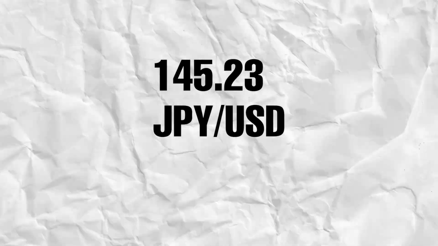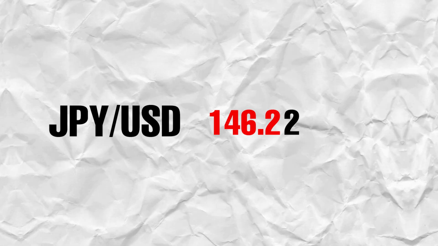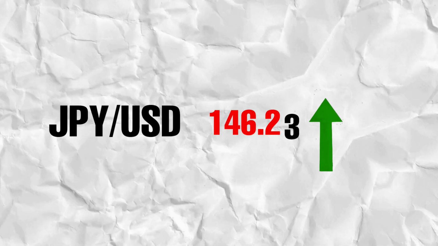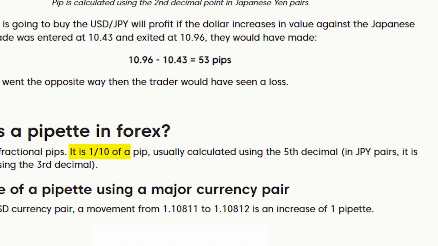But with Japanese yen pairs, it's different. They only go to 2 decimal places. So, if JPY moves from 146.22 to 146.23, that's a 1 pip gain. A pipette is 1/10 of a pip, shown as the 5th decimal place.